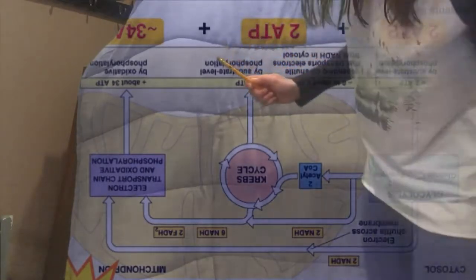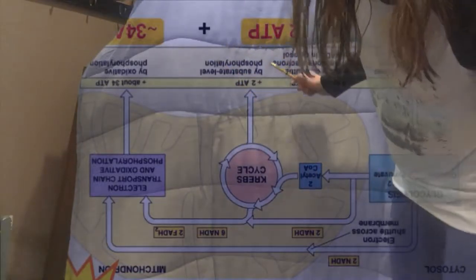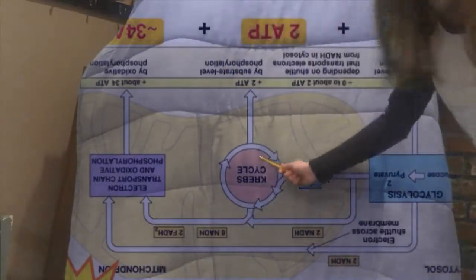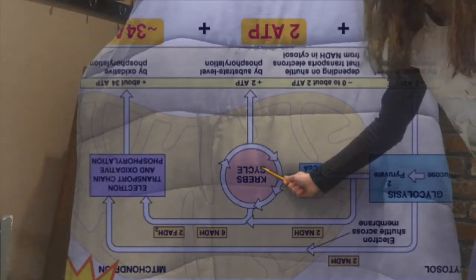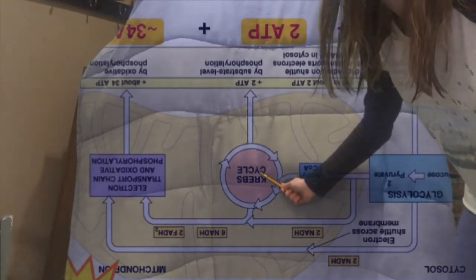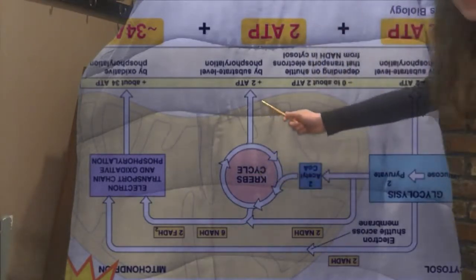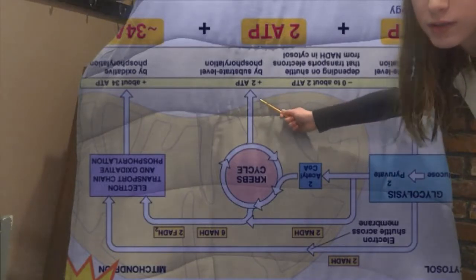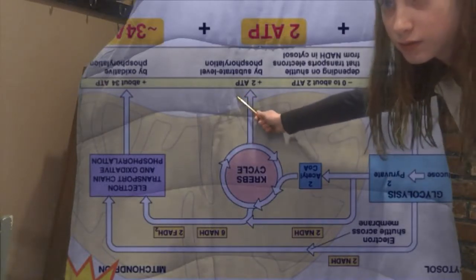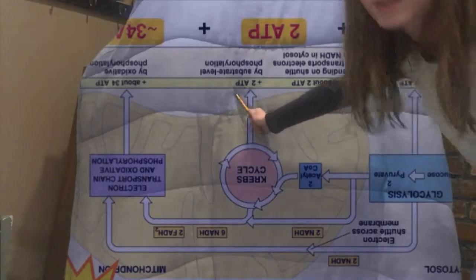The Krebs cycle is located in the circle. NADH is located right here in there.